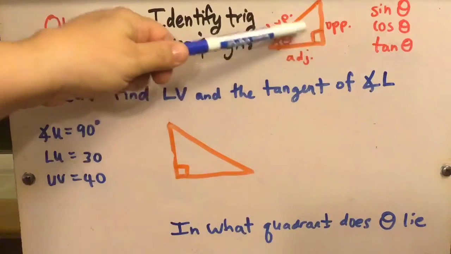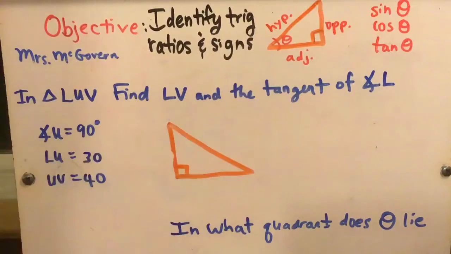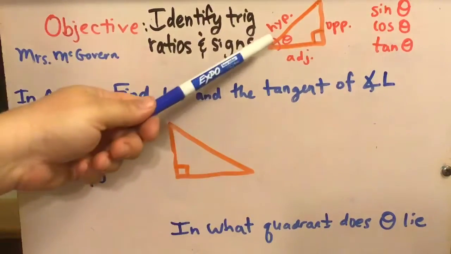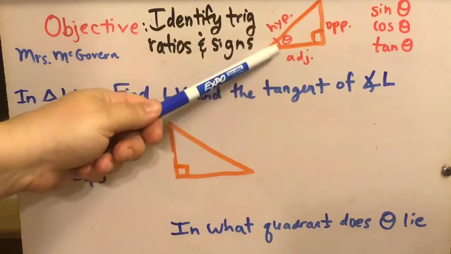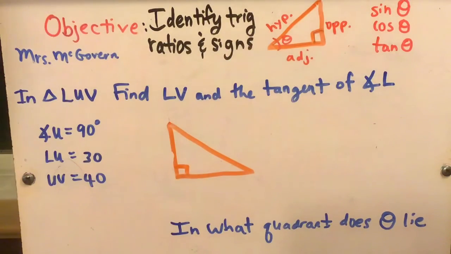Hypotenuse is always across from the 90-degree angle, the longest side of a right triangle, and that leaves the adjacent to be the other side. So basically, for any angle, the hypotenuse and the adjacent make the angle, and the one across from it is the opposite. Make sure you know that.